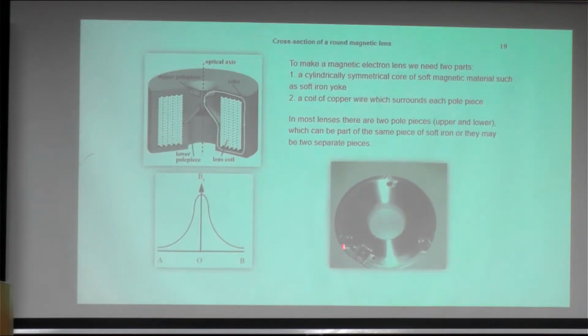Here, this is the yoke, and copper wires are inside. And because we need to apply a high current, we also need to cool down these magnetic lenses, because otherwise you have so much heat which can also influence your field and your work.